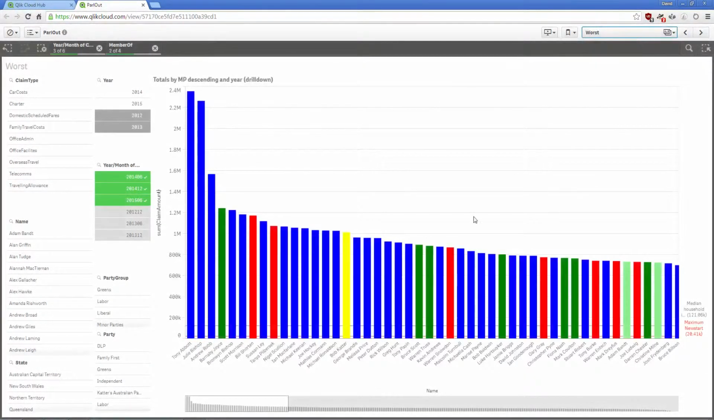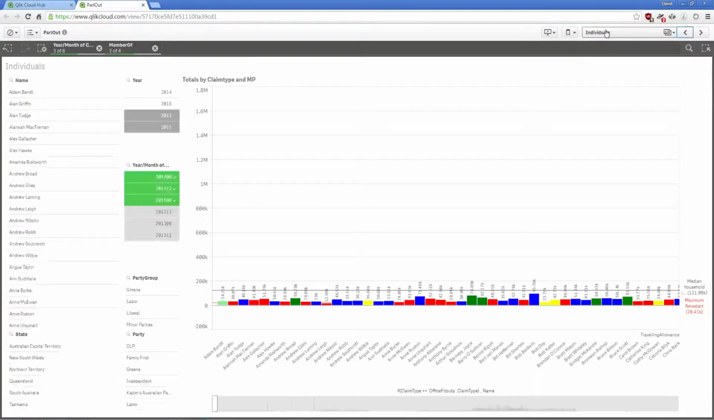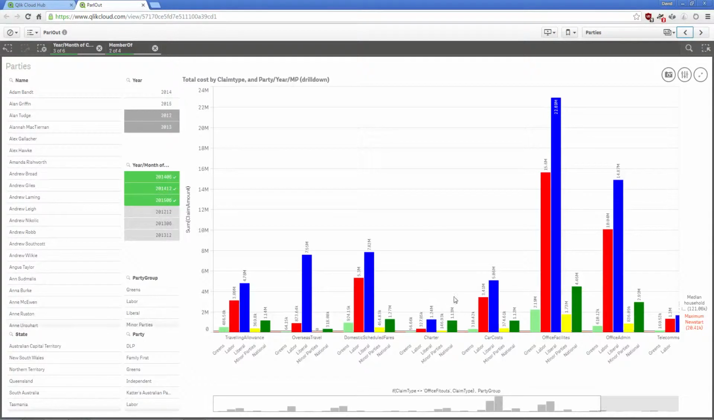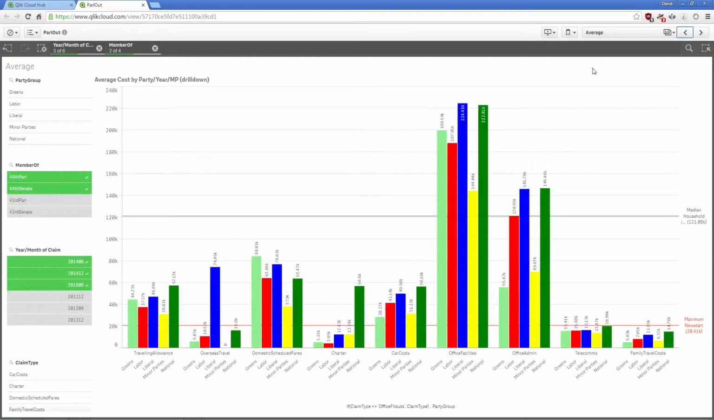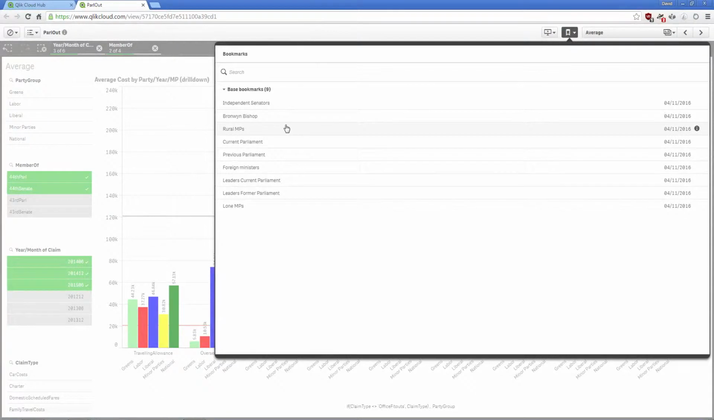So I mentioned before that the Nationals were good at charter. I suspected it was because... Where are we? Back here. Total cost. Average cost. Yes. You see, there's a difference there, but they've got much fewer members, of course. It's because of their rural locations, obviously the National Party being the party of the country.